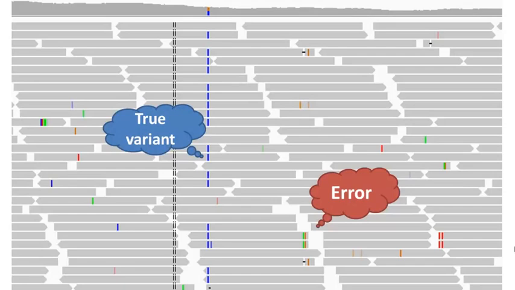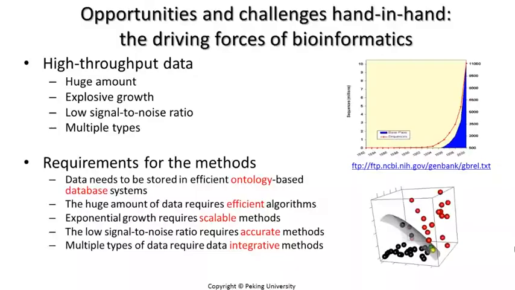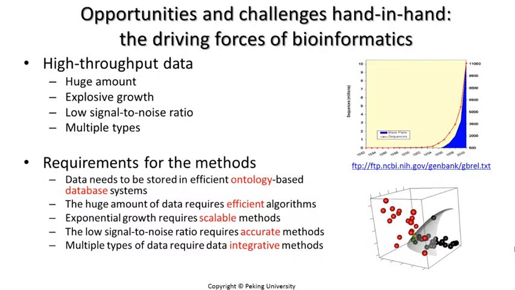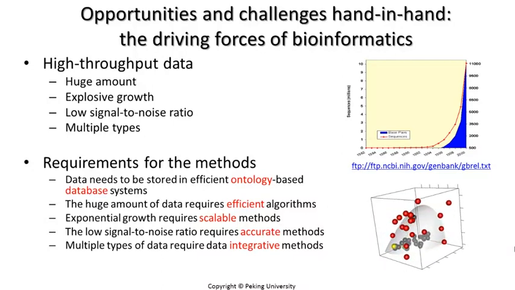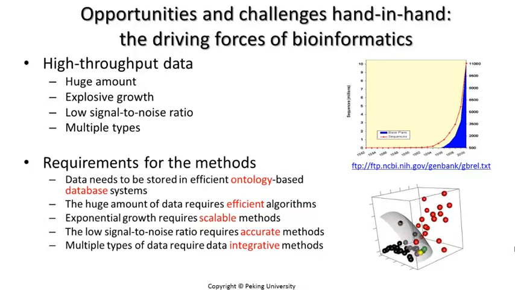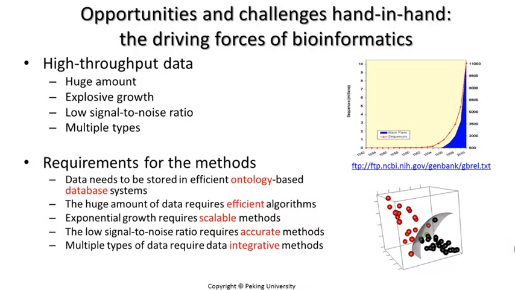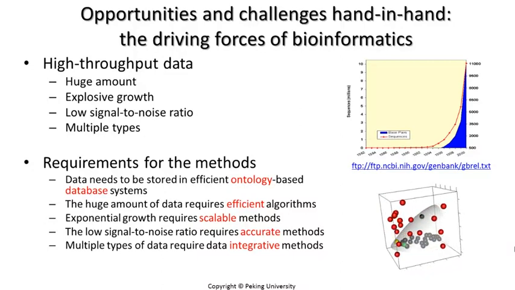Sequencing data generated from one set of experiments in my lab are often too large to be stored in a laptop or desktop and cannot be opened with desktop software. The storage and search of big data requires advanced ontology-based database systems. The huge amount of data requires efficient methods. Exponential growth requires scalable methods. The low signal-to-noise ratio requires accurate methods, and handling multiple types of data requires data integration methods.